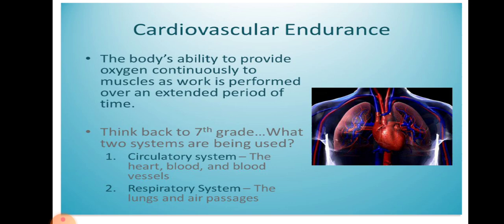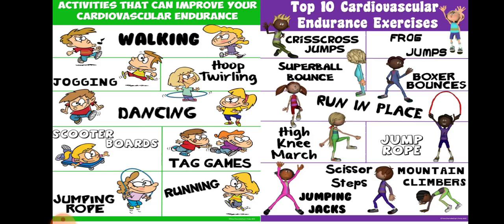Think back to your grade 7. What two systems are being used? We have here the circulatory system and the respiratory system. Wherein, for circulatory system, the heart, blood, and blood vessels are involved. And the lungs and the air passages for respiratory system. Here are some of the activities that can improve your cardiovascular endurance. We have here walking, jogging, scooter boards, jumping rope, running, tag games.